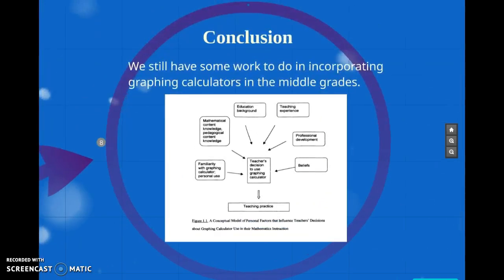Conclusion. The purpose of this study was to show that the more professional development teachers get on using technology, the more likely they will use it in their classrooms. Technology is ever changing, so whether you are a new teacher or a veteran teacher, the learning process is relatively similar.